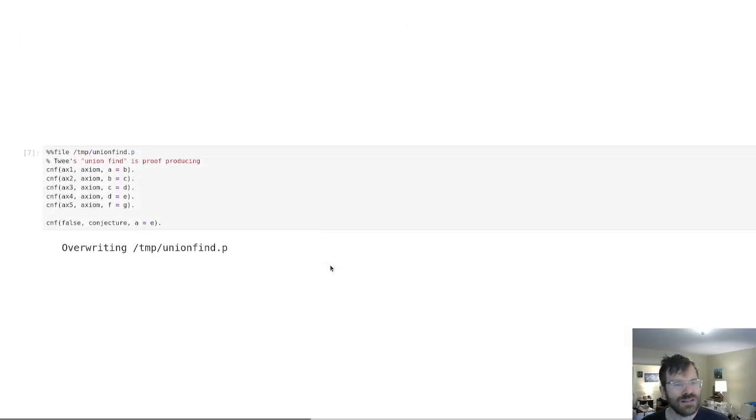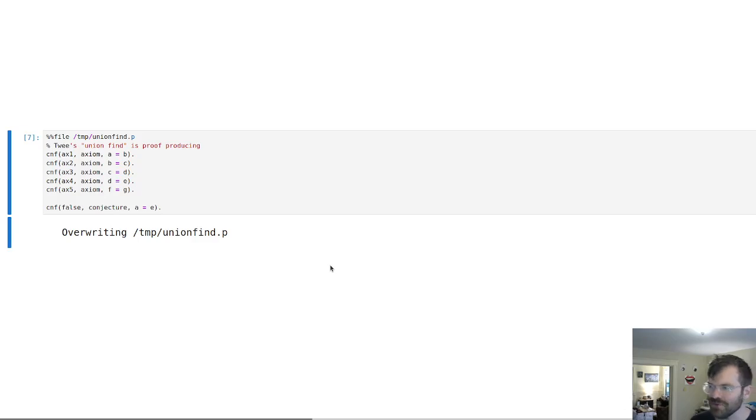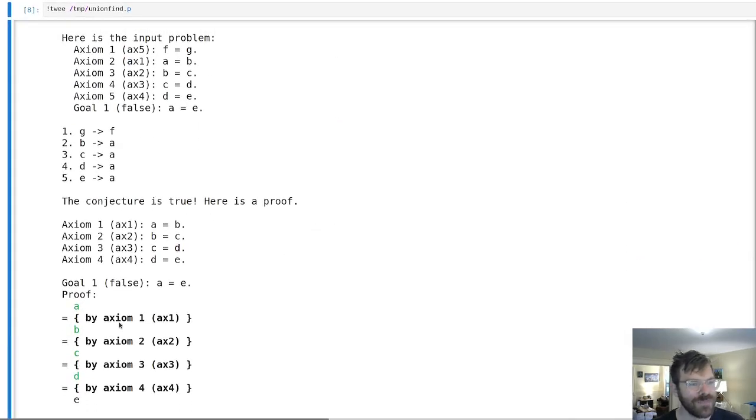I'll also note that Twee is a proof-producing union-find. Twee has some of the best proof production in terms of visuals and understanding that I've seen basically out of any automated theorem prover. So it will tell you line by line exactly what axioms signify A equals B, B equals C, C equals D, A equals E. The query problem I gave it, I gave it an A equals E instead of true equals false. Pretty useful. And also you can use Twee as a proof-producing EGraph or other similar things. It's a pretty powerful system.